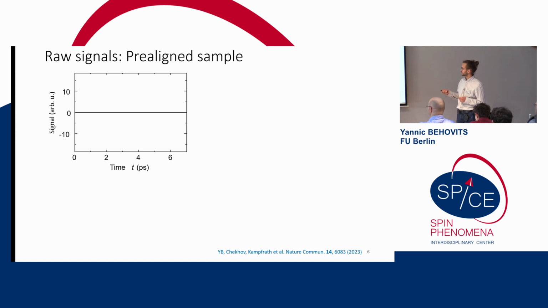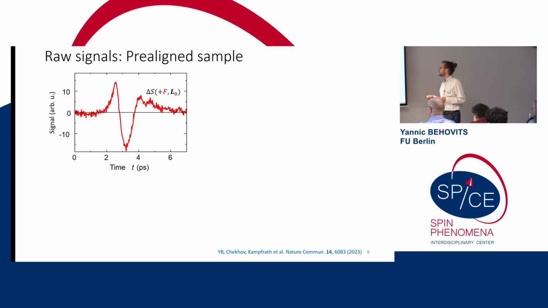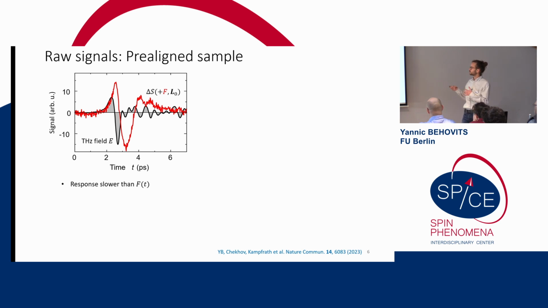So here I plot the time between the pump and the probe pulse, and here's the signal. And the signal that we get is definitely bipolar, so it has positive and negative amplitudes. What is interesting about it is that when you compare it to the terahertz electric field that is impinging on the sample, our signals look much different. They are slower, meaning there's some internal dynamics that we are probing here.